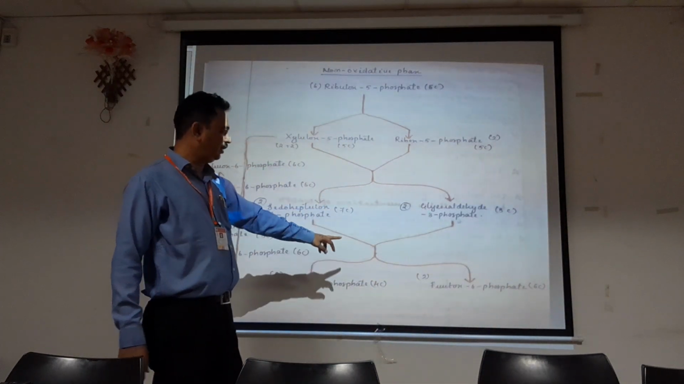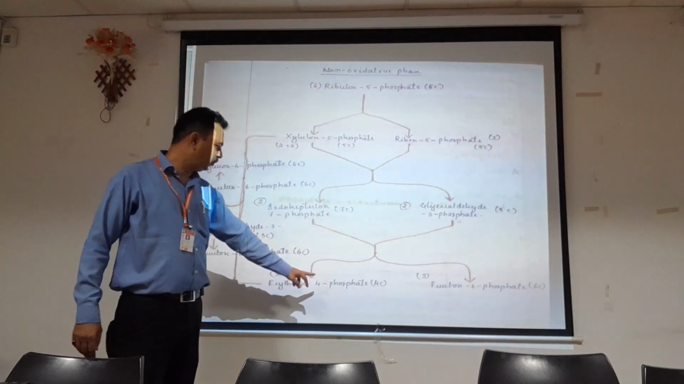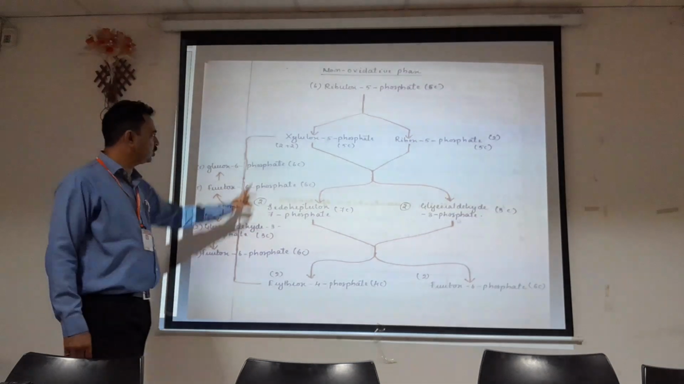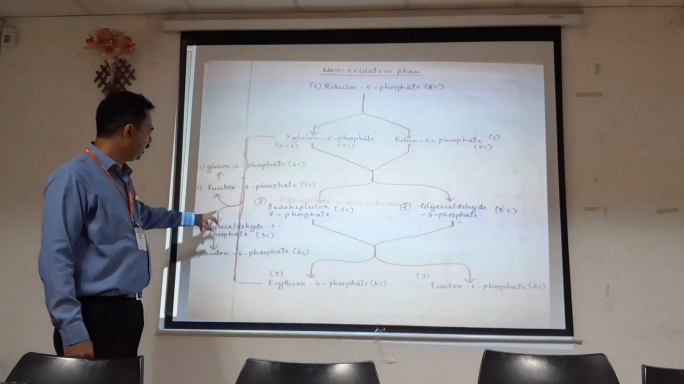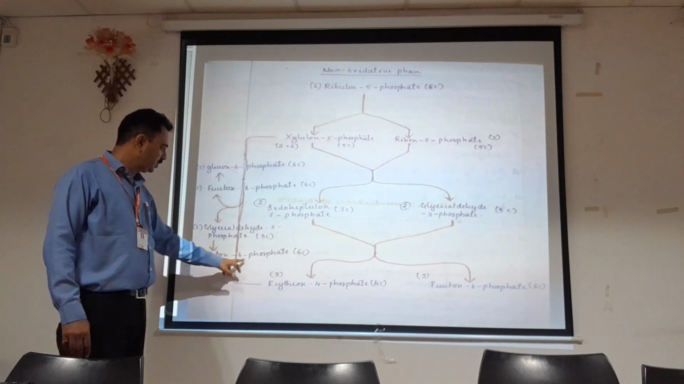This glyceraldehyde 3-phosphate, either with fructose 6-phosphate or erythrose 4-phosphate, will be converted with the help of these particular enzymes. Xylulose 5-phosphate gets converted into glucose 6-phosphate, fructose 6-phosphate, glyceraldehyde 3-phosphate, and this fructose 6-phosphate as well.